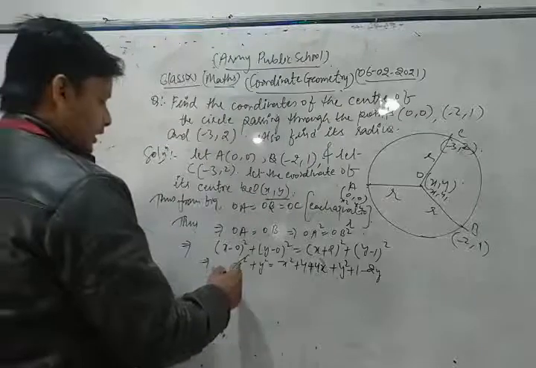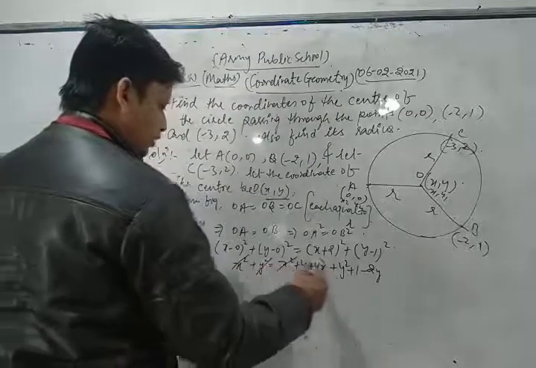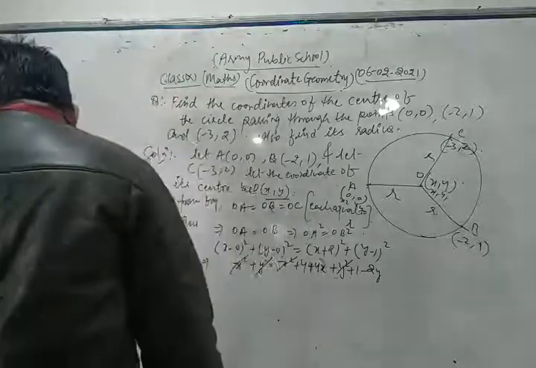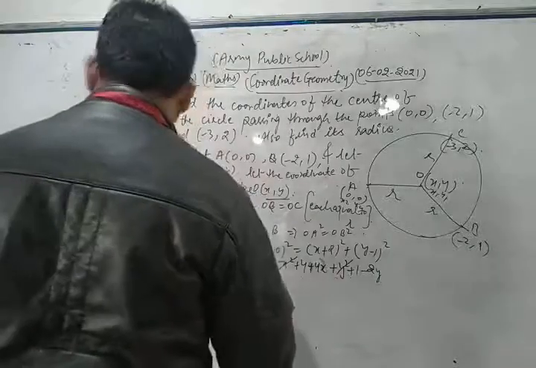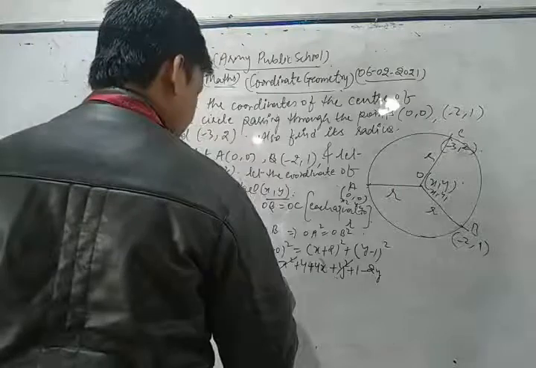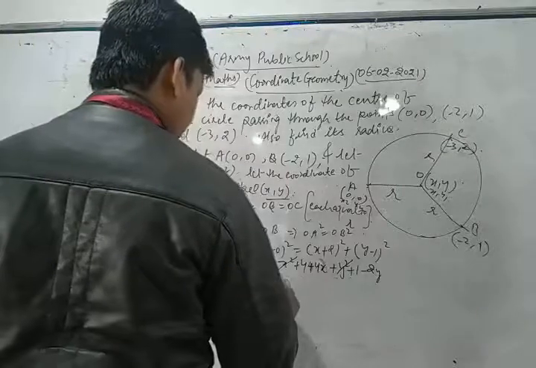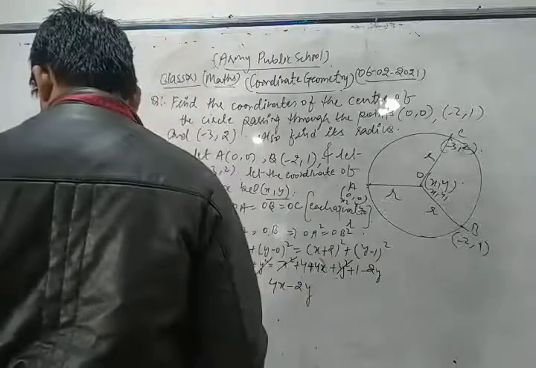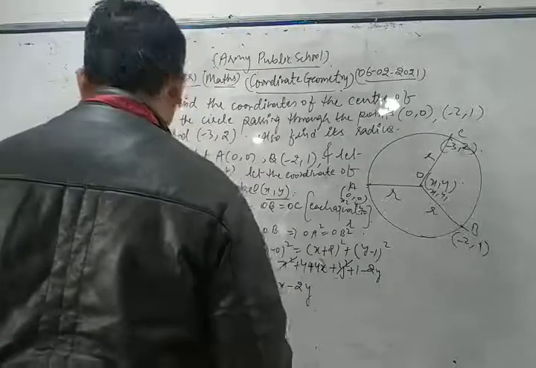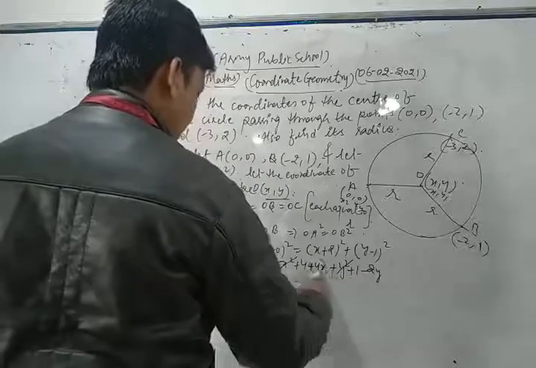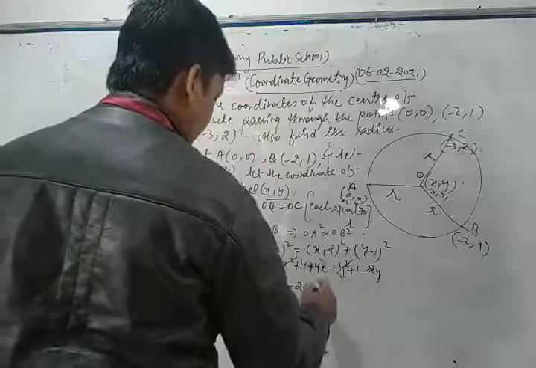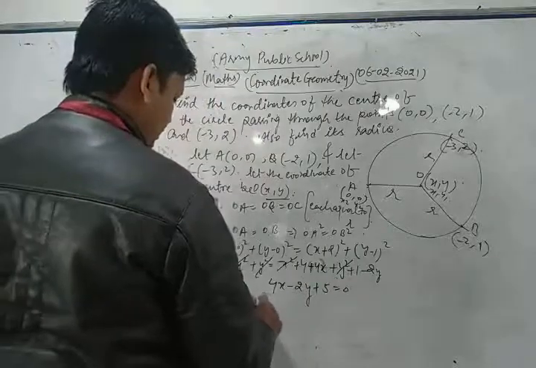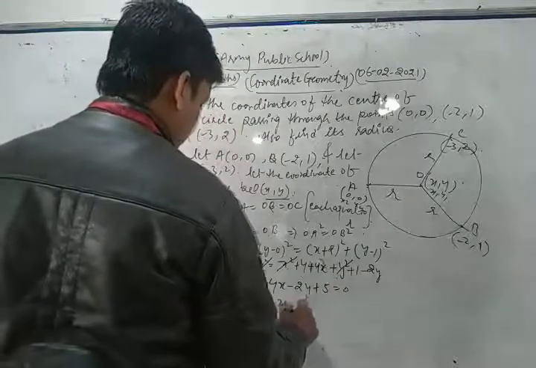Now let's see. Here x square cancel each other. Y square also cancels. So we get 4x minus 2y plus 5 plus 4 plus 1, that is plus 5, is equal to 0. That is, we can write 4x minus 2y is equal to minus 5.